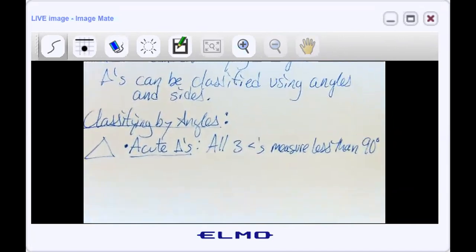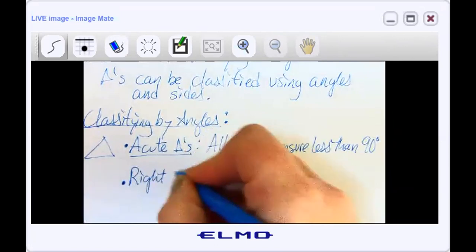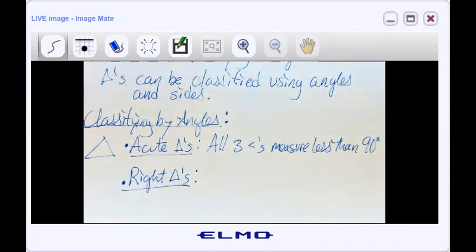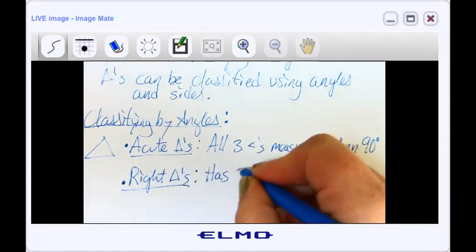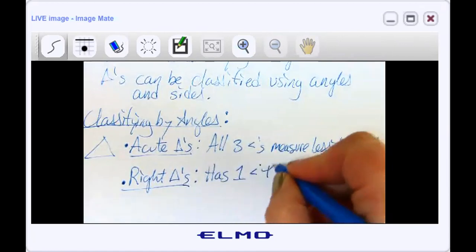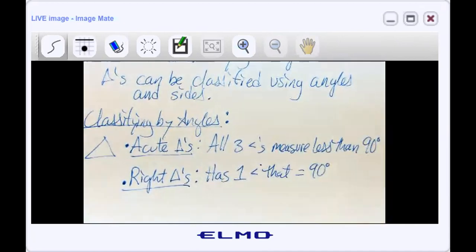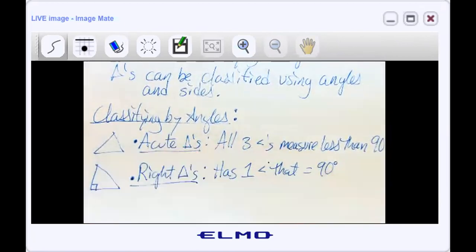Then you have another option, right triangles. What must these have? They add up to exactly 90 degrees. Good guess, but not quite. It's that one of the angles is exactly 90. So it has one angle that equals 90 degrees. So one angle is a perfect 90-degree angle. So you might have a picture that looks something like this, where one of those angles really is 90.